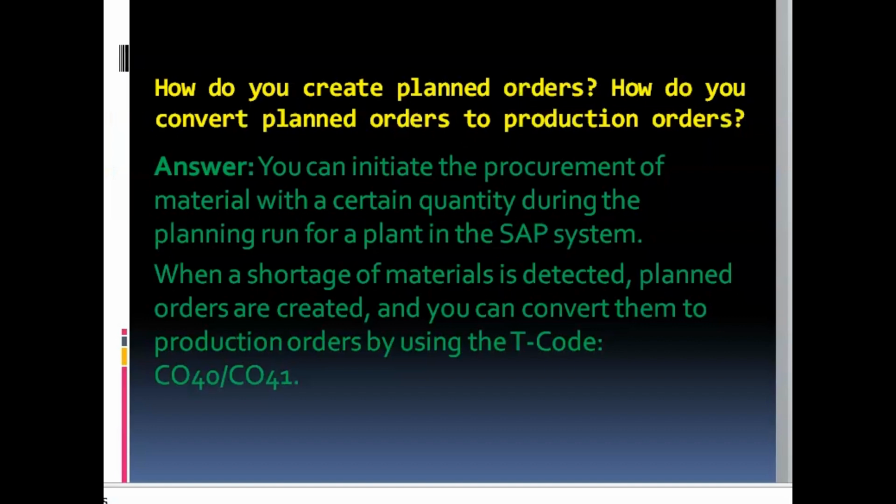How do you create planned orders? How do you convert planned orders to production orders? Answer. You can initiate the procurement of material with a certain quantity during the planning run for a plant in the SAP system. When a shortage of materials is detected, planned orders are created and you can convert them to production orders by using the T code CO40 or CO41.